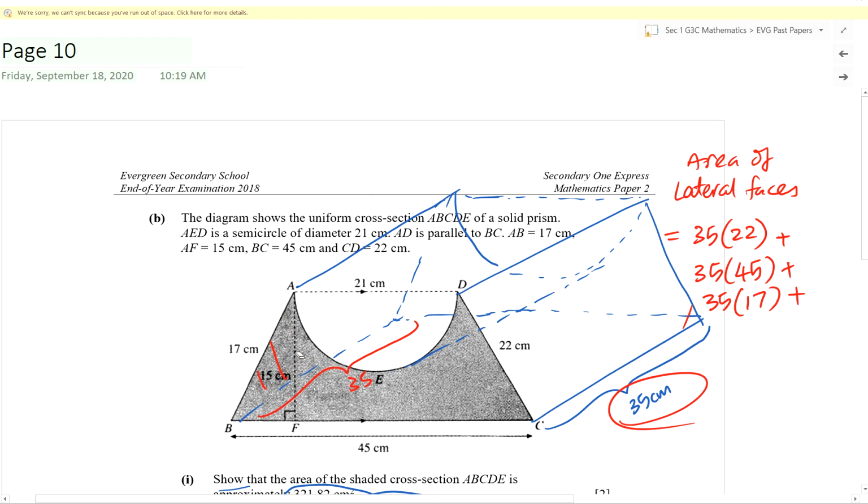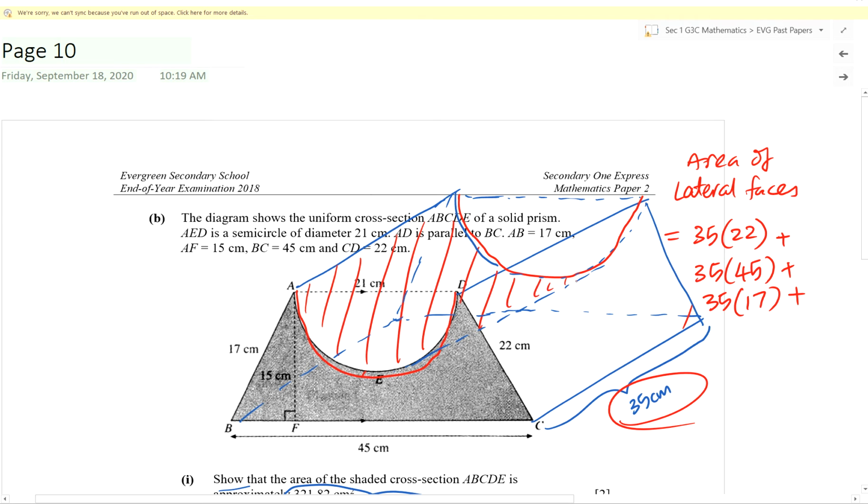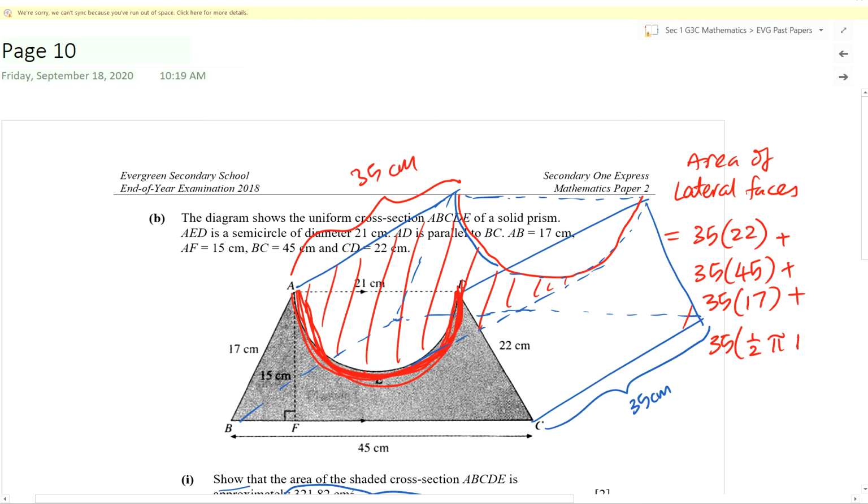We've got one last one, the curved surface. Okay, let's shade this first. So this is a curved surface. If you were to flatten it, you will get another rectangle, a rectangle with this length of 35 cm multiplied by this curved distance. So it's 35 multiplied by the curved distance, which will be half of the circumference, pi times d, where d is the diameter of 21.